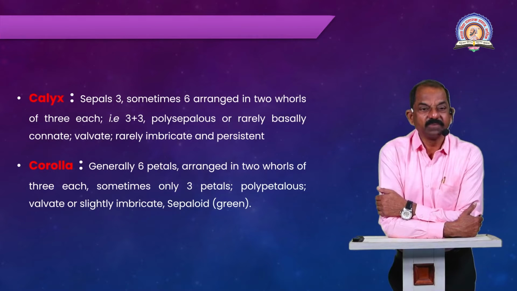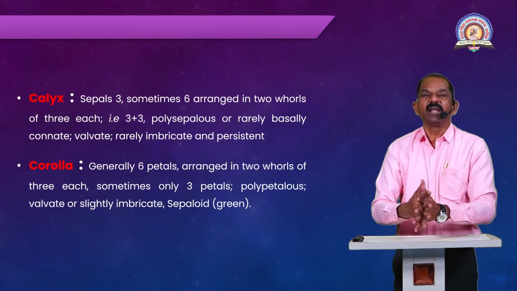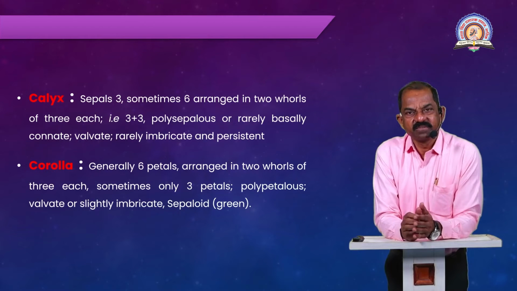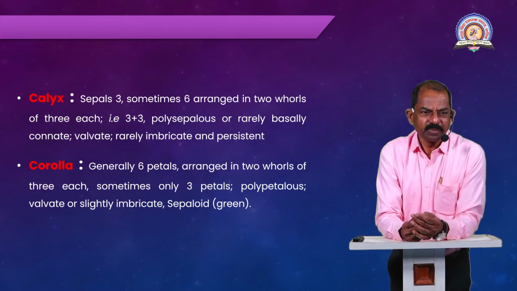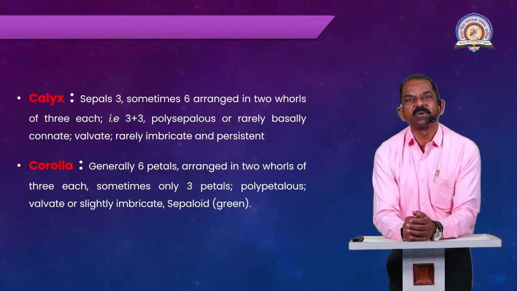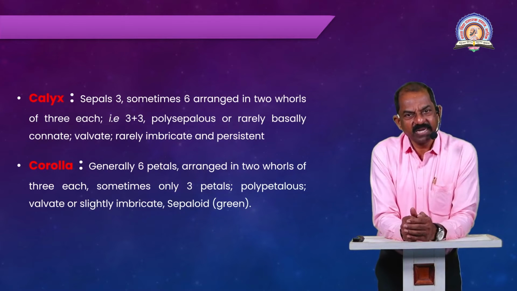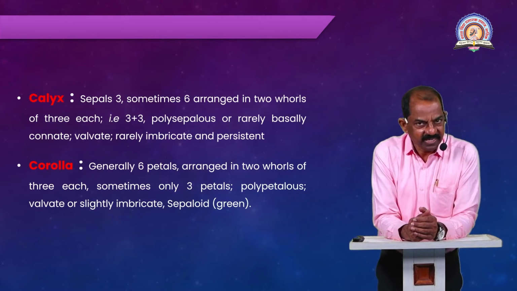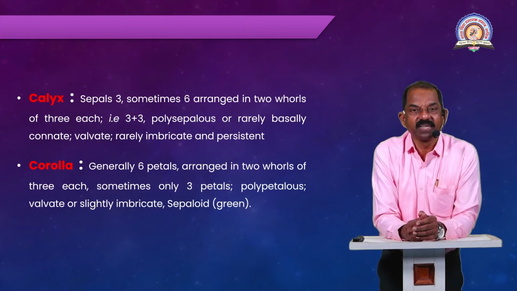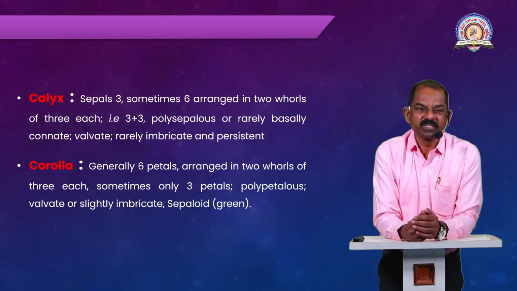And simply we will say the type of estivation may be valvate, may be imbricate, rarely imbricate, but generally valvate. Valvate, we will say simply that the sepals just touch each other, known as the valvate type of estivation. In some cases, imbricate means out of 5 petals, one is completely inner, one is completely outer, and the 3 remaining overlap each other. Such a type of estivation is known as the imbricate type of estivation, and that is rarely present in a few plants of this family Annonaceae.